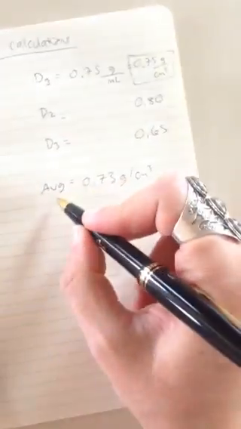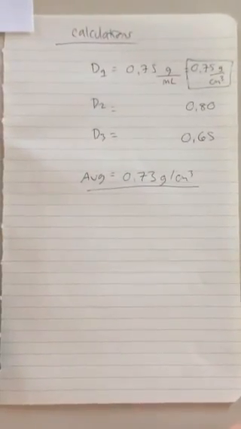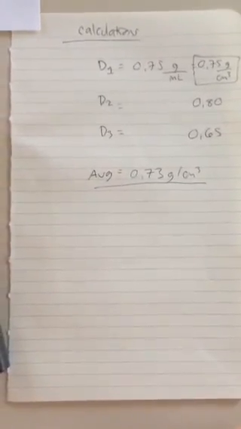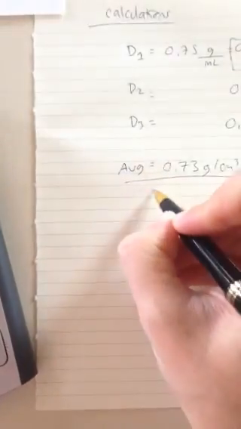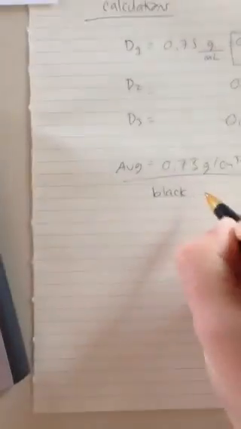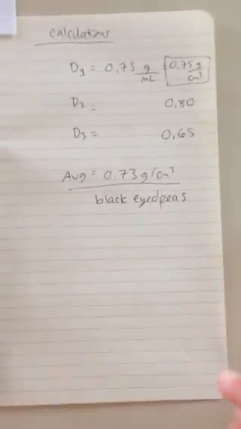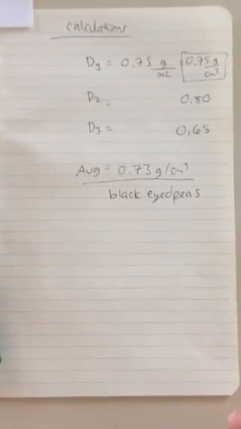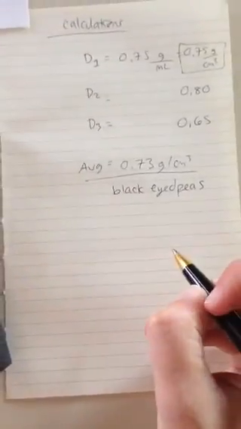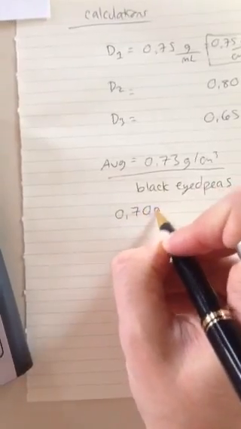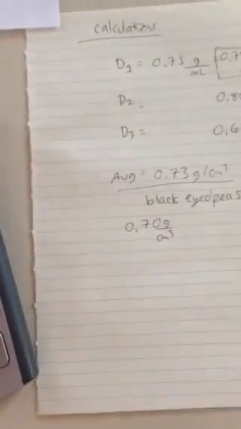Okay, so now we have our average, and then you have to go online and look at supplementary videos and resources and click on the resource to locate the density of the food that you've chosen. So I measured black-eyed peas. So I would look up the density of that food. So let's say that that density was something like 0.70 grams per cubic centimeter.